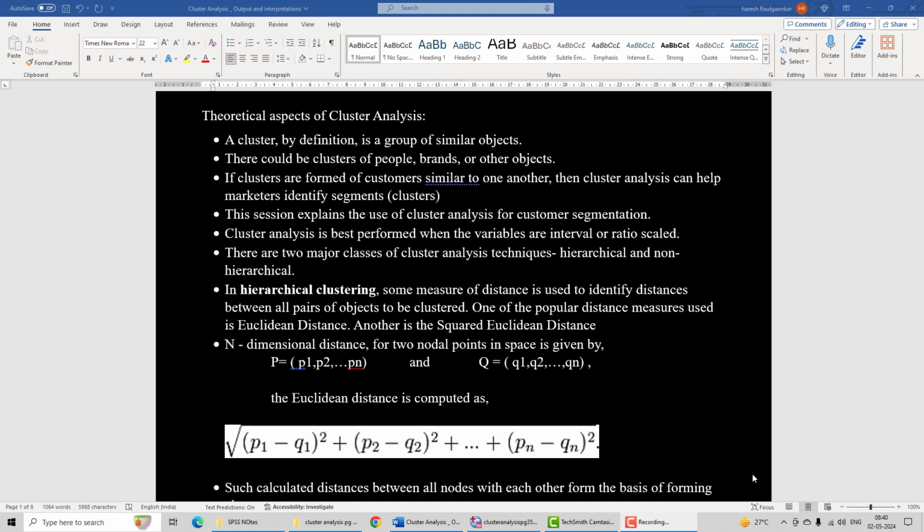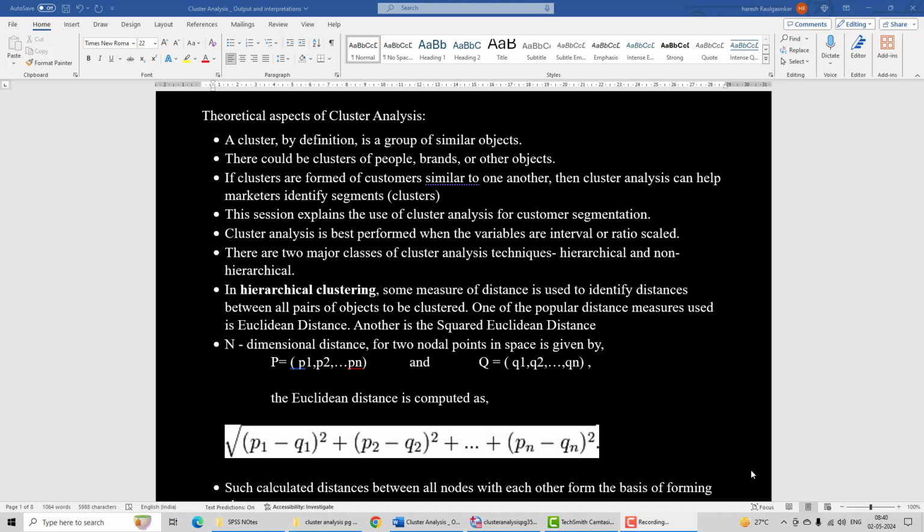Cluster analysis is best performed when the variables are on an interval or ratio scale. In our case, these examples are on an interval scale. There are two major classes of cluster analysis. First is hierarchical clustering and second is non-hierarchical clustering. In hierarchical clustering, some measure of distance is used to identify the distance among all pairs of objects to be clustered.